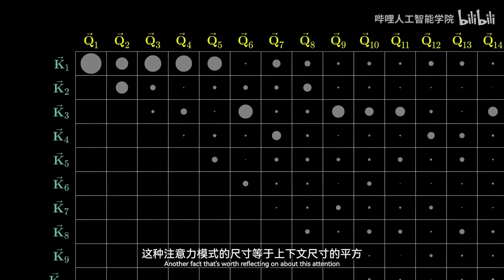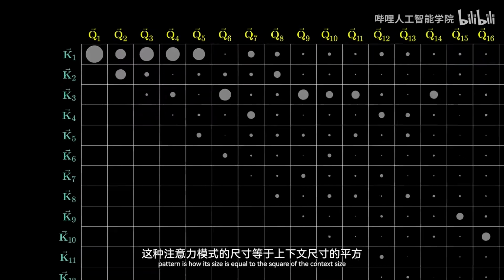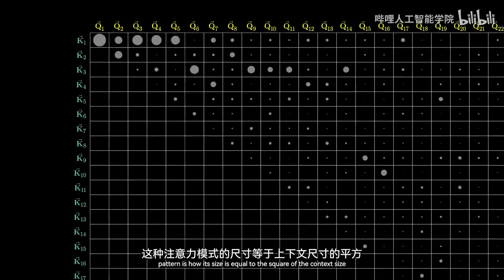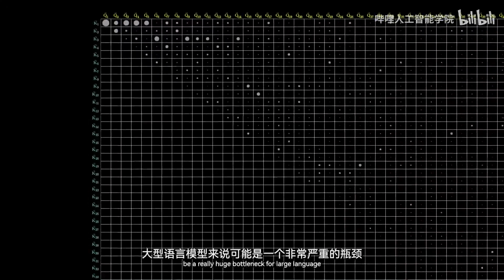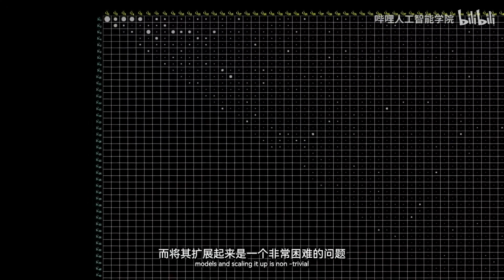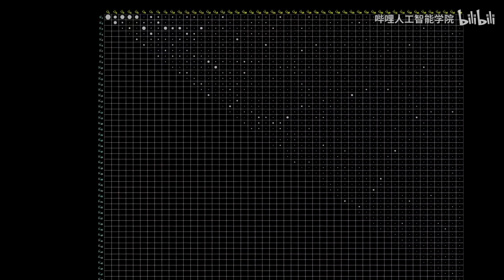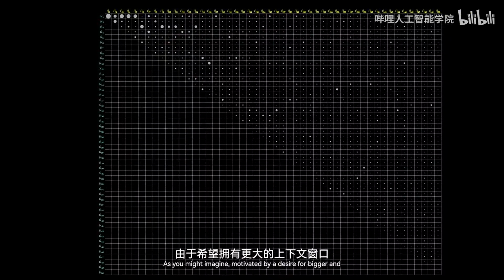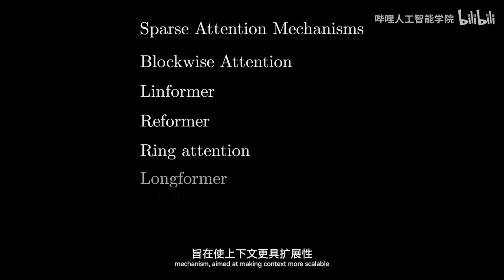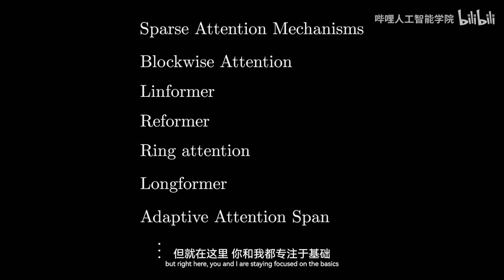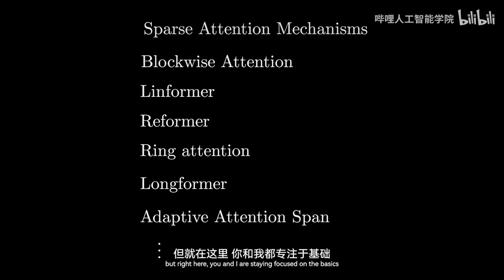Another fact that's worth reflecting on about this attention pattern is how its size is equal to the square of the context size. So this is why context size can be a really huge bottleneck for large language models, and scaling it up is non-trivial. As you might imagine, motivated by a desire for bigger and bigger context windows, recent years have seen some variations to the attention mechanism aimed at making context more scalable. But right here, you and I are staying focused on the basics.